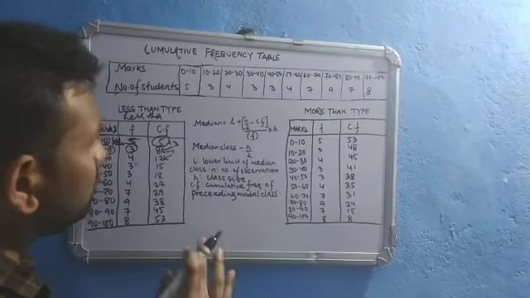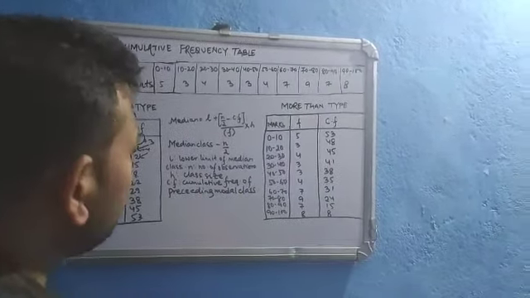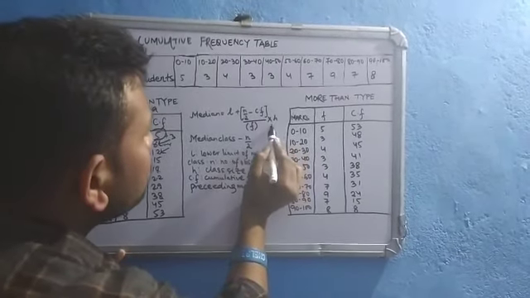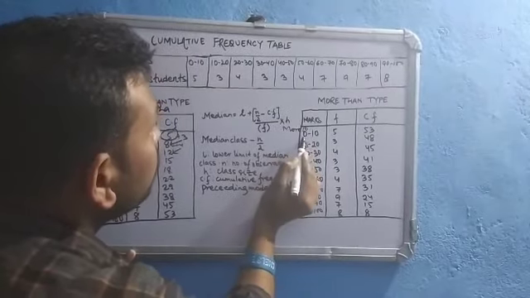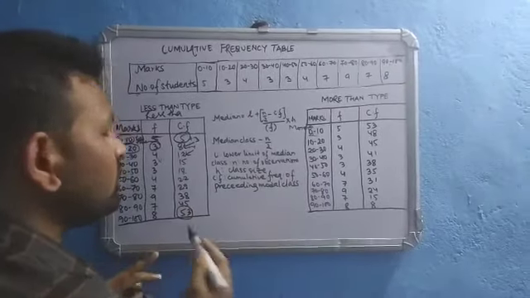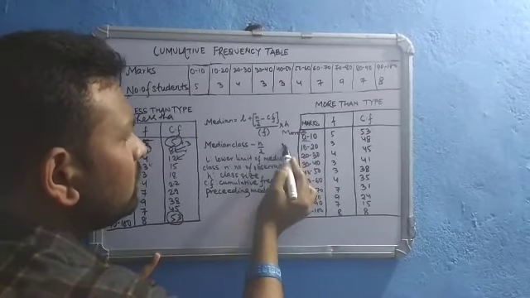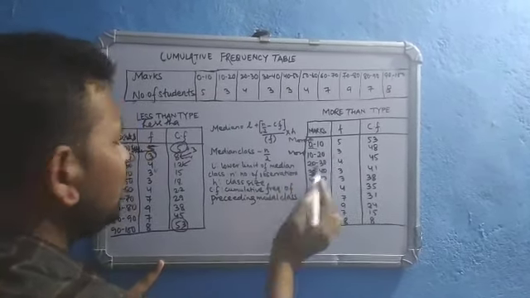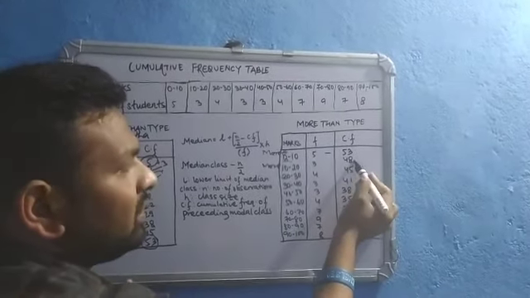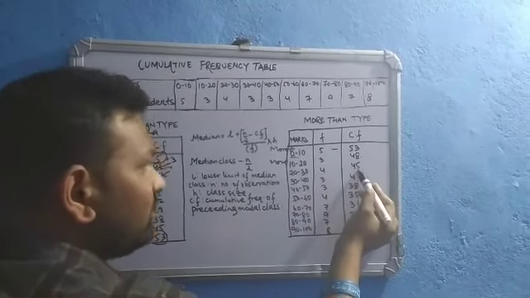Now there may be a reverse case of this, which we call more than type. In more than type, what happens? There obviously it is vice versa. The number of students who scored more than 0: obviously all the students scored more than 0, isn't it? 53. How many students scored more than 10 then? Now what we will do is subtract 53 minus 5. How many students scored more than 20? Obviously 45.